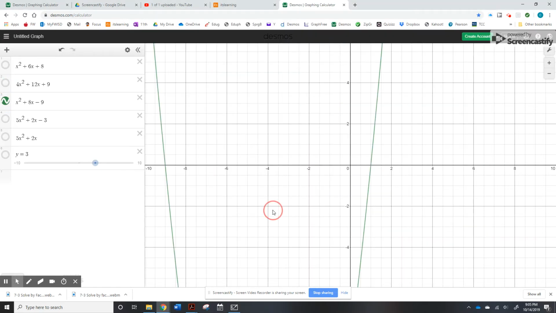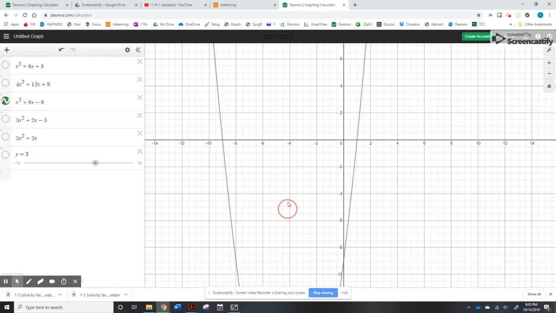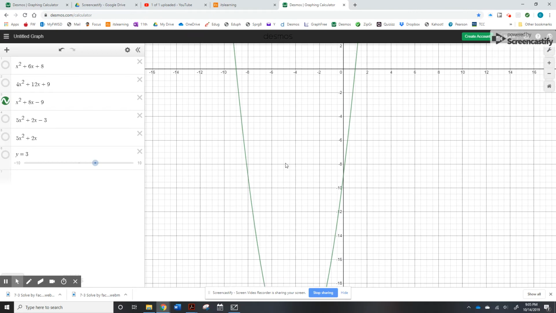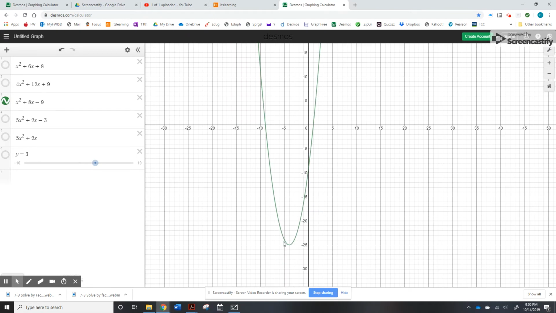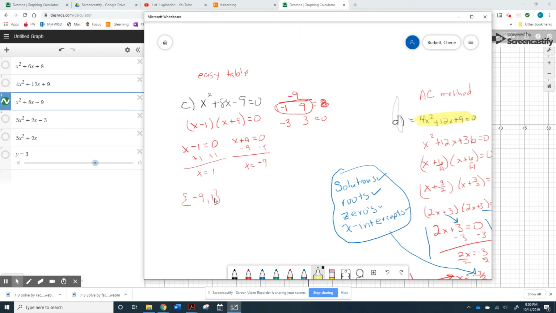So you can see that this one goes, the minimum value goes down very far down here, but you can see that that's -9 and that's 1. And that matches what we got right here, -9 and 1. So that's why those are called x-intercepts.